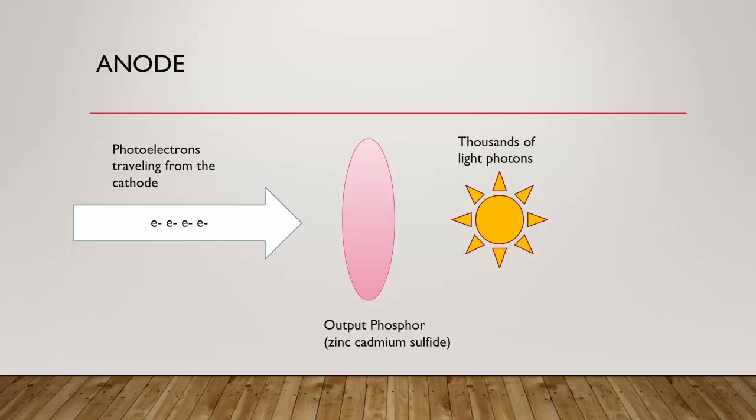The interaction between the photoelectrons and the output phosphor produces light, which comes out as the visible image on the monitor. Each of these photoelectrons are able to create 50 to 75 times more light photons. This is what creates the step up in the brightness levels on the screen.